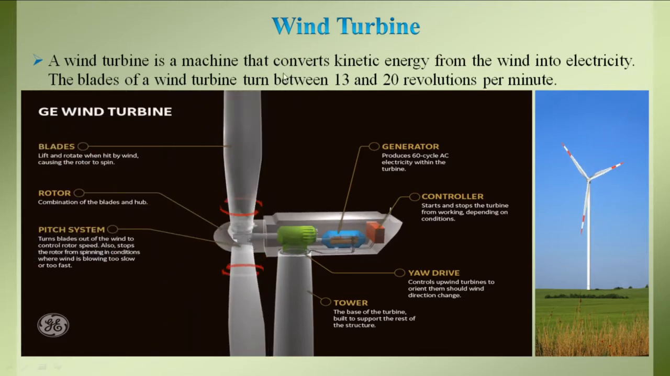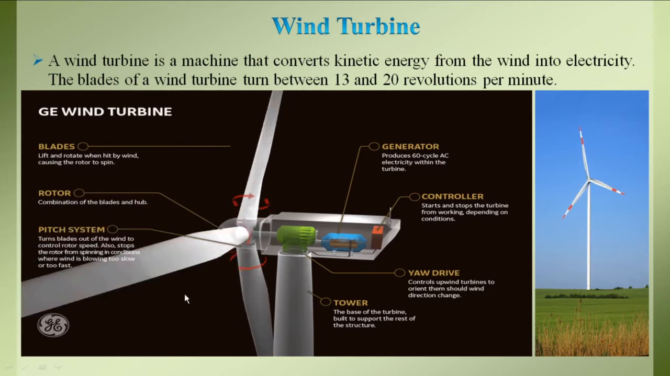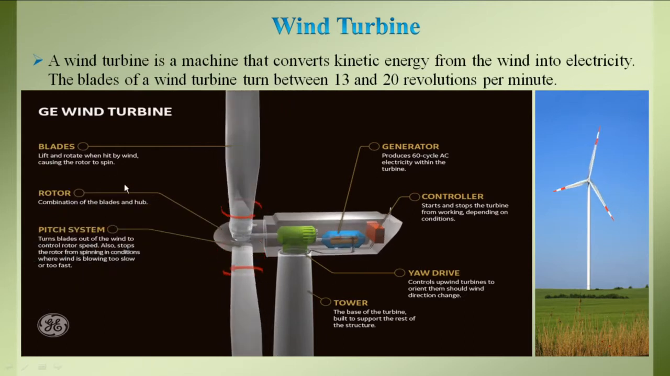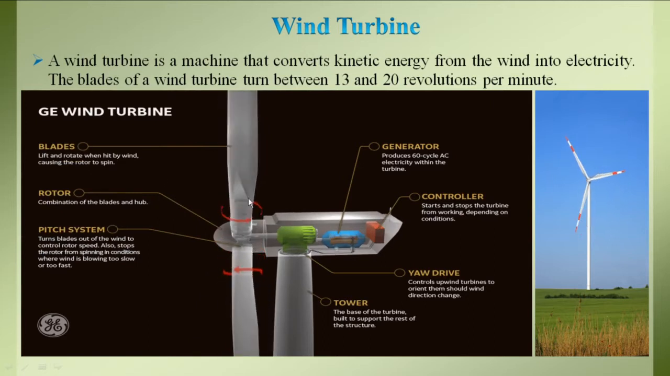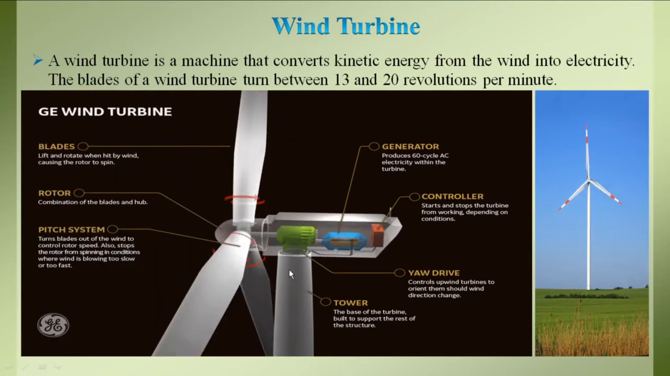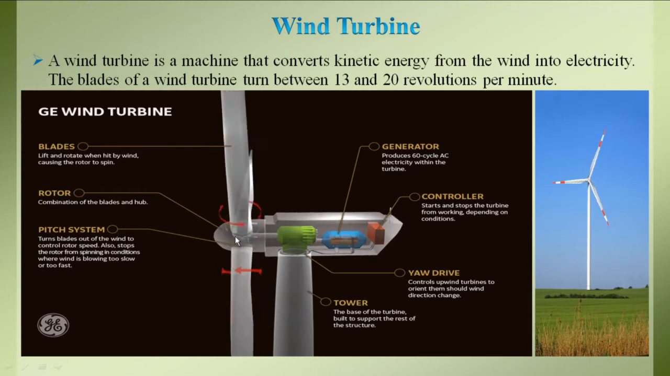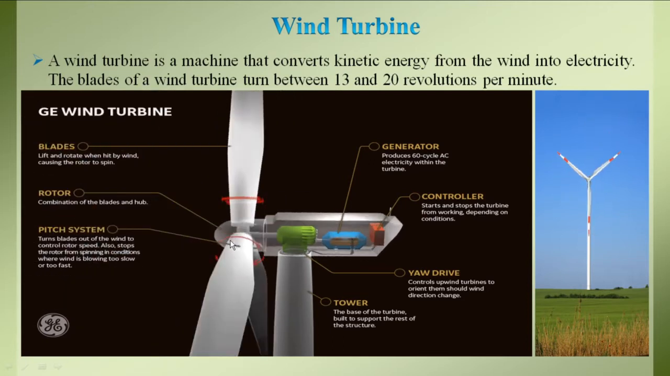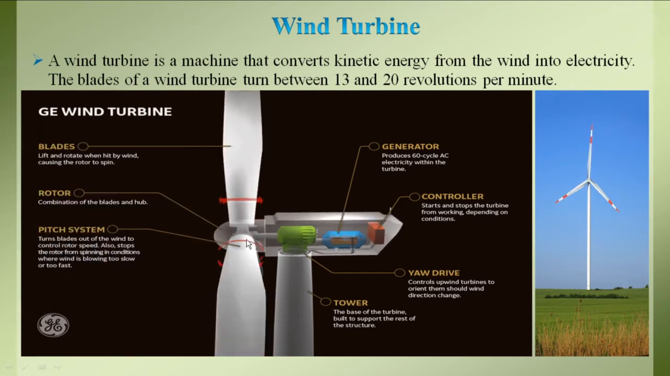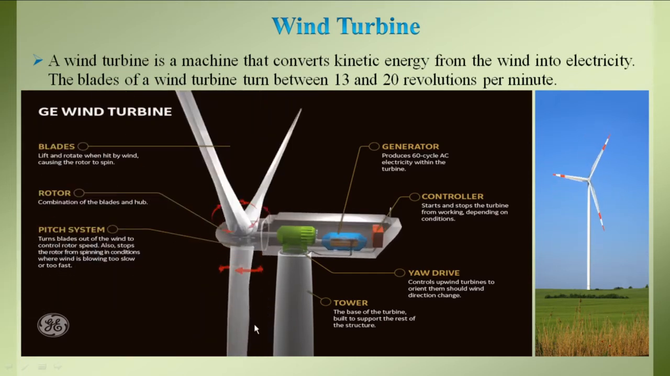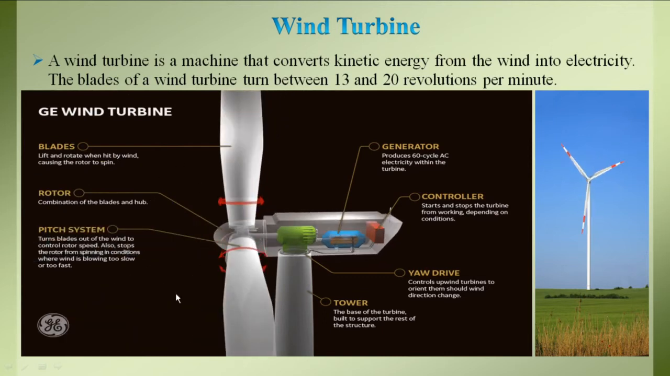In this diagram, the number of components of the wind turbine are given. The first major component is the blade. Basically, the blades have long lengths. The three blades are connected to the hub, which is called the rotor. Over this rotor, with the help of nuts, bolts and flanges, the three blades are connected, and this system is called the rotor.